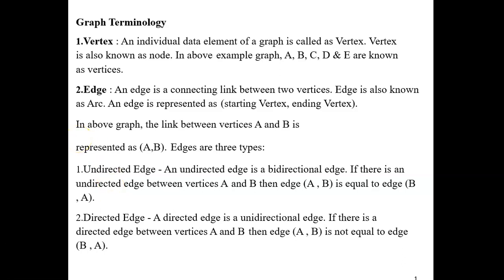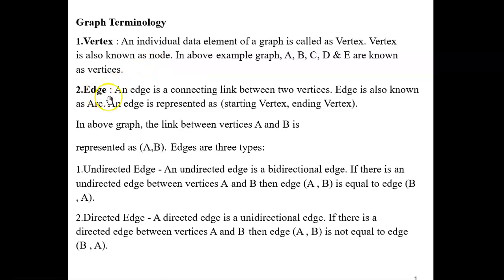Good morning. Here I am presenting a topic about graph terminology. A graph is a non-linear data structure which is a set of vertices and edges. A vertex is an individual data element of a graph. A vertex is also known as a node.